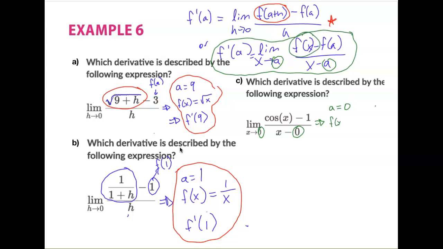What's f of x? Yeah, it's just cosine. And then what they're asking for is our derivative at point 0, right? So there's our answer for that. Working backwards. So listen. That's it for 2.3.